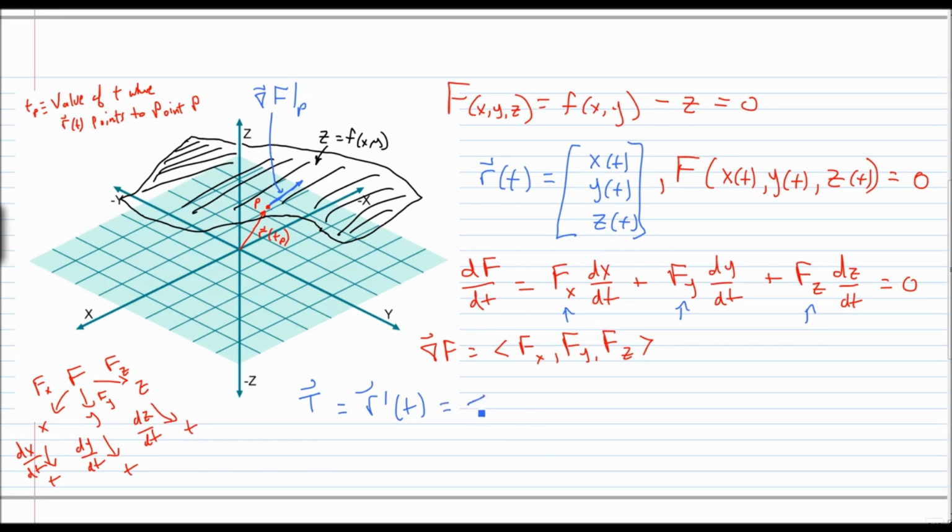So what would that be? This would be a vector whose components are dx/dt, dy/dt, dz/dt. And you can see that those terms are showing up here. So what this equation is actually telling us is that if you take the gradient of a function and you dot it with a tangent vector, then this is going to equal 0.